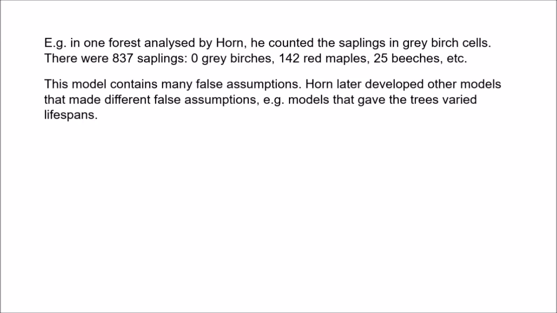Now, obviously, this model contains a huge number of false assumptions about the ecological situation. Horn then developed other models that contained different false assumptions. For example, he created models that don't assume synchronous replacement. These other models gave the trees varied lifespans. Now again, the assumptions here about the lifespans of the trees are false because we don't know the exact lifespans of the trees. But the point is it's a different falsehood.